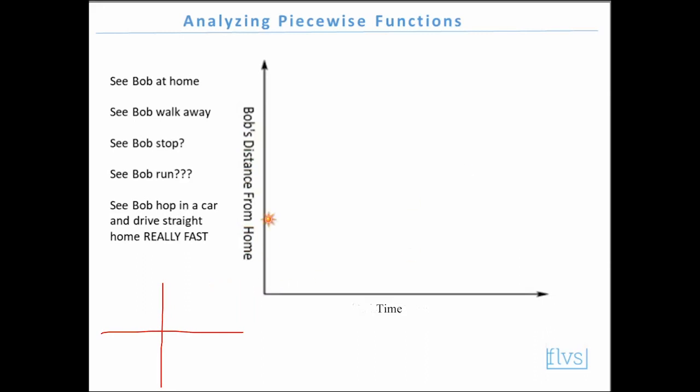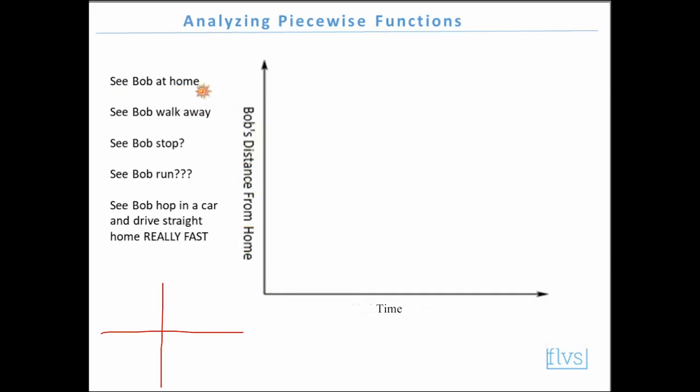Then as we go up here, we've got Bob's distance from home. How far away from home is he? And notice these different scenarios that we're going to represent on this graph. We're going to put together and create a piecewise function.